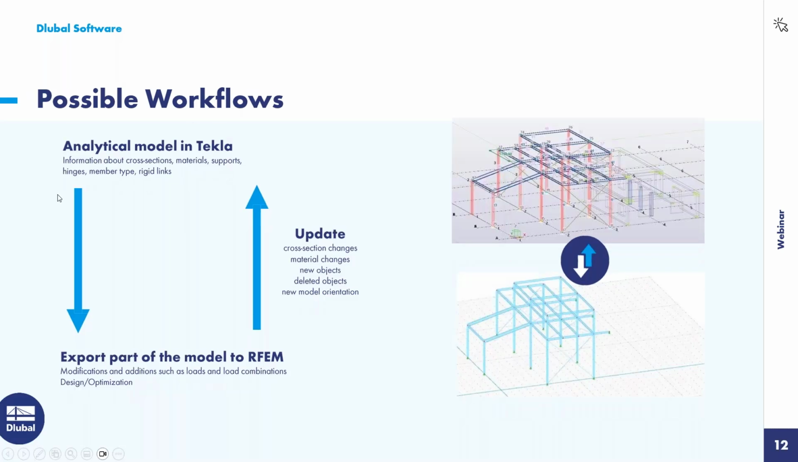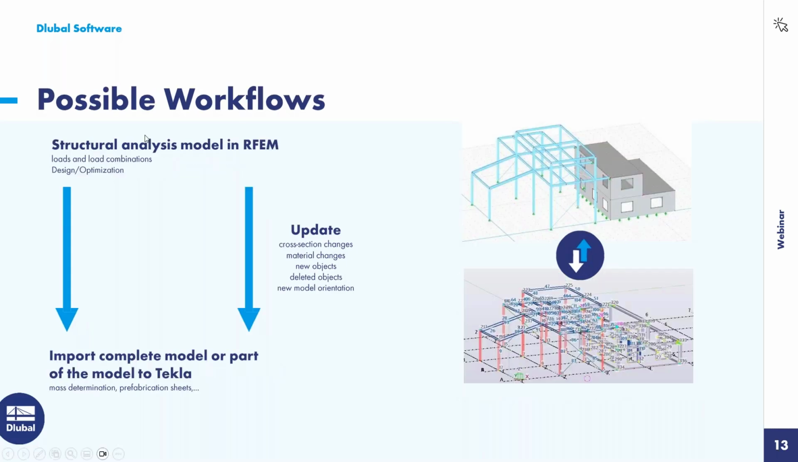The second possible workflow is pretty similar to the last one. Basically, you can take just a part of a Tekla model and export that into RFEM, do your modifications, design work, and optimization, and then update that back into the Tekla model. So you can see here just part of it. This is what we will be doing today for our example.